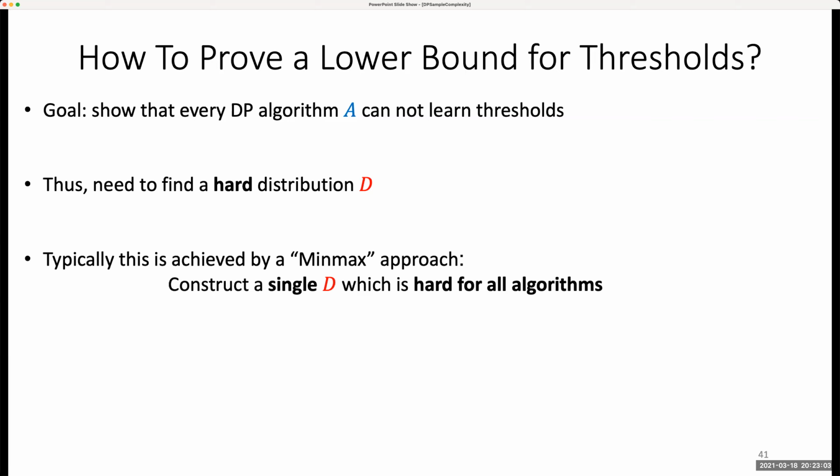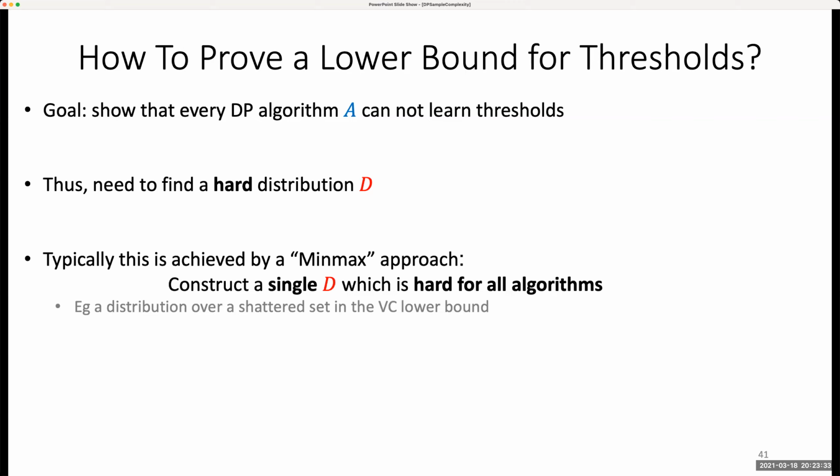Now, typically in machine learning, the way we derive such results is by a minimax approach, by which we construct a single distribution D which is hard for all algorithms. If you prove a VC dimension lower bound for PAC learning, you just take a distribution which is uniform over a shattered set, or anyway supported on a shattered set. But it's one distribution that is hard for any algorithm. And this actually gives you a stronger statement, right?